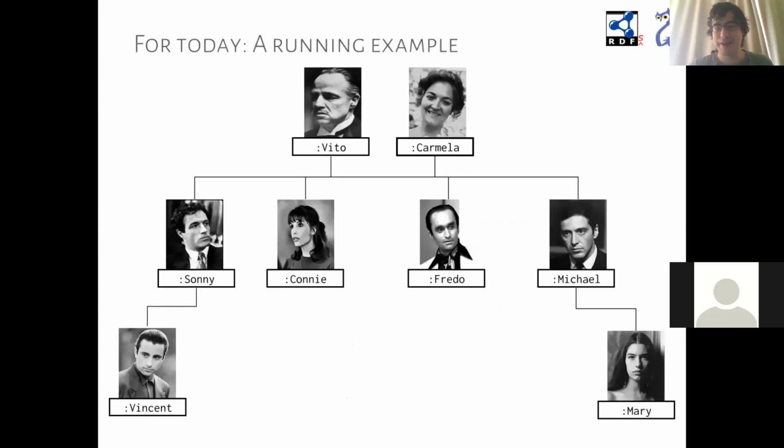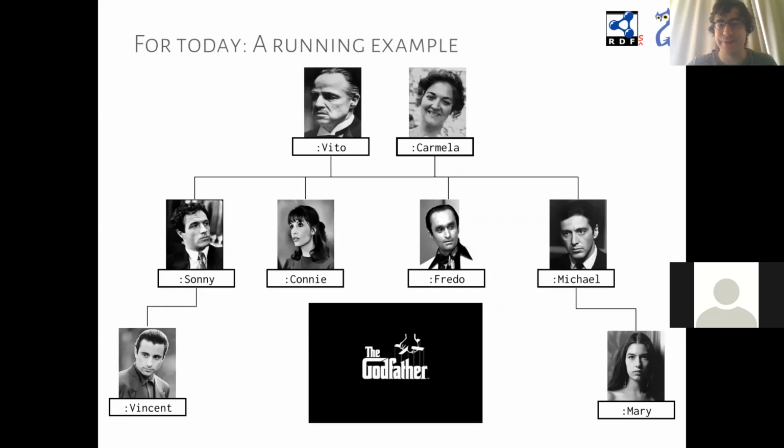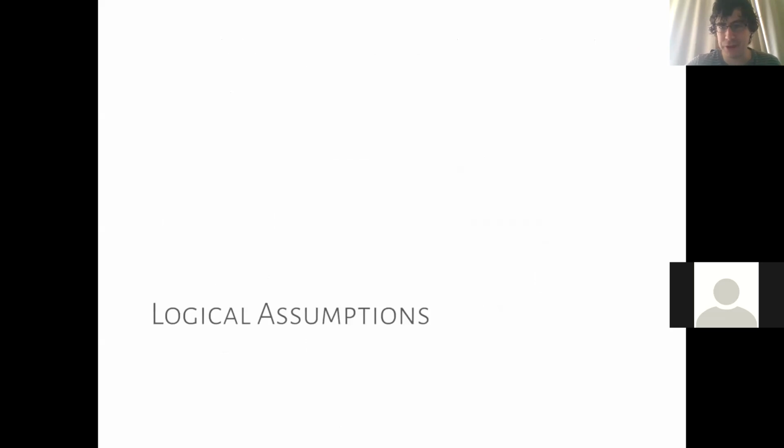So leaving that aside for the moment, we'll start with a running example for today. So we have this ancestral family tree here, which refers to, any guesses? This refers to the Godfather, right? So we'll look at some examples of family relations and we'll model them in OWL. We'll define the semantics of those relations using OWL, just to give a flavor of all the different features of OWL. So before we start with that, we just have to talk about two logical assumptions.